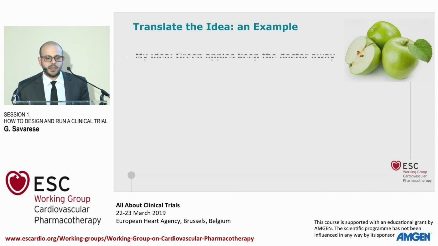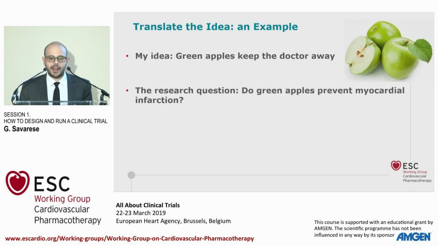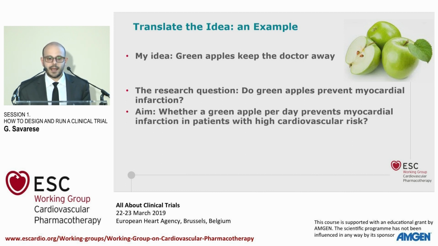So for example, if we have an idea which is green apples keep the doctor away, very scientific. The research question may be, do green apples prevent myocardial infarction? So there is already a little bit more detail in the research question as compared with the overall idea we had. And then we can specify the aim that may be a little bit even more specific, whether a green apple per day prevents myocardial infarction in patients with high cardiovascular risk.